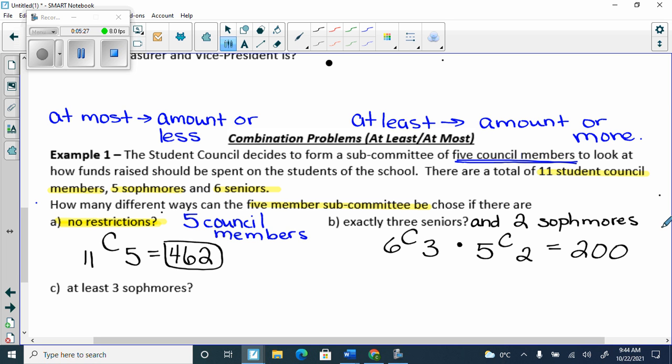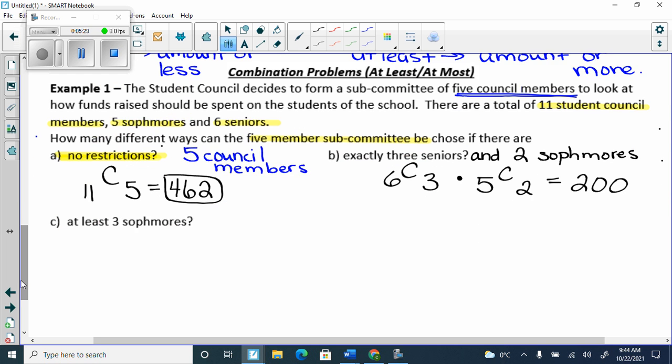Okay, let's look at the third question. Here it says, at least 3 sophomores. At least 3. If I need at least 3, think about it in money, and then you won't screw it up. If I need at least $3, I need $3 or more, correct? So it's not dollars, it's sophomores. So I need 3 sophomores.